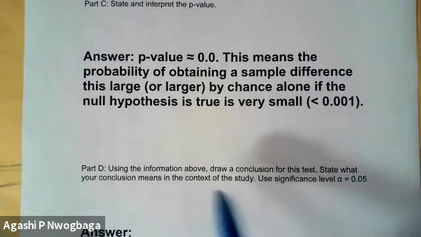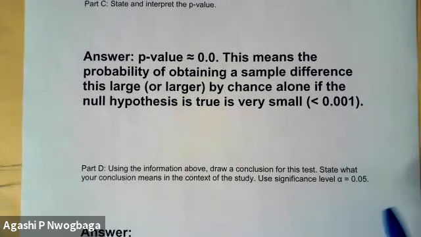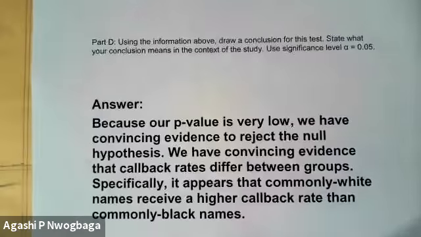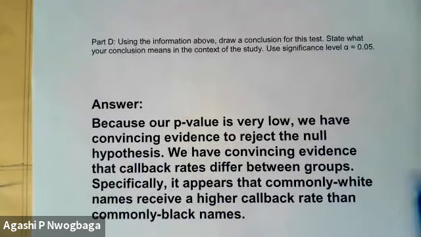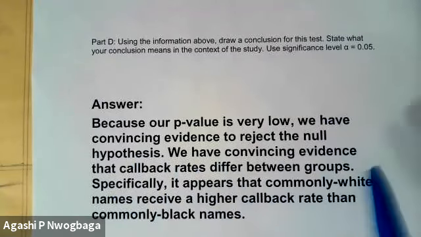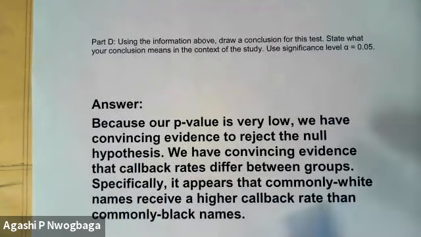D, using the information above, draw a conclusion for this test. State what your conclusion means in the context of the study. Use significance level alpha equals 0.05. So what does this mean? Because our p-value is very low, we have convincing evidence to reject the null hypothesis. We have convincing evidence that the callback rates differ between groups. Specifically, it appears that the commonly white names receive a higher callback rate than the commonly black names.